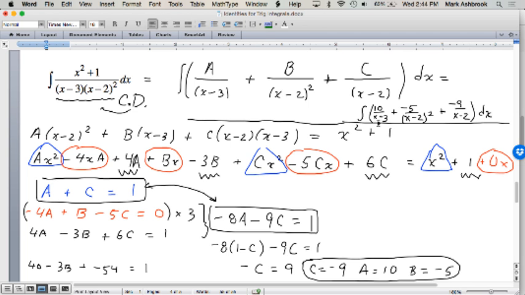Antiderivative of 10 over x minus 3: 10 ln absolute value x minus 3. What about this? Minus 5 over x minus 2 squared. Is that natural log? Nope. What will it be? To the what power? To the negative first, right? This is something to the negative 2, so it'll be to the negative first.